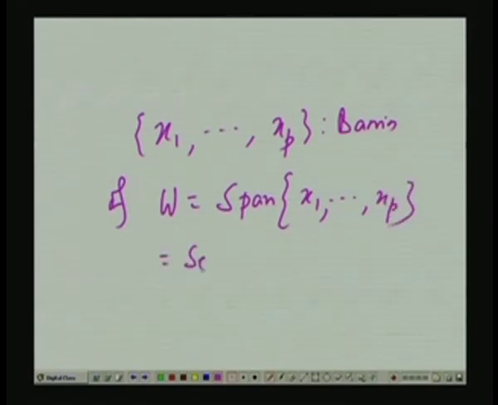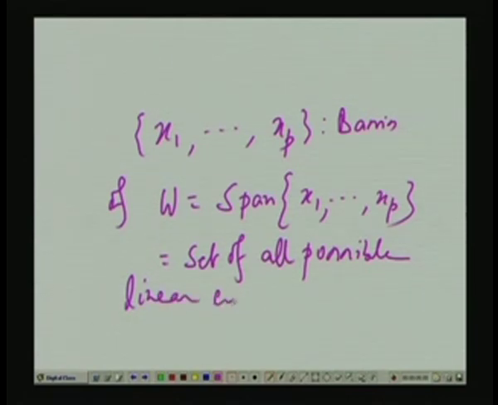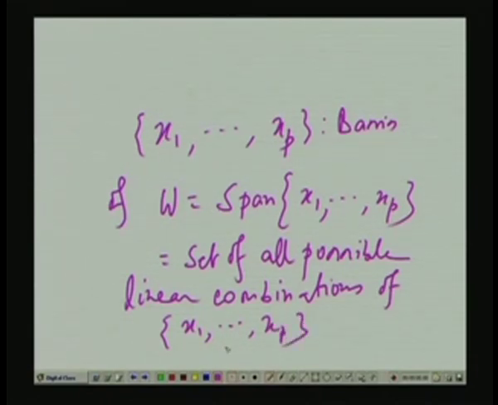means the set of all possible linear combinations. You can see one thing. If we just take p elements x1 to xp, consider all possible linear combinations of them and form a set.